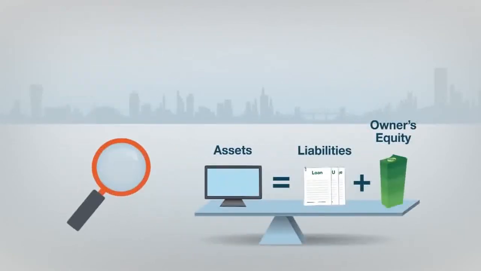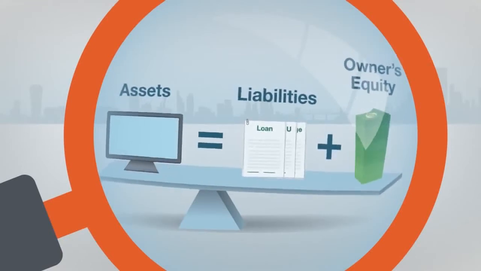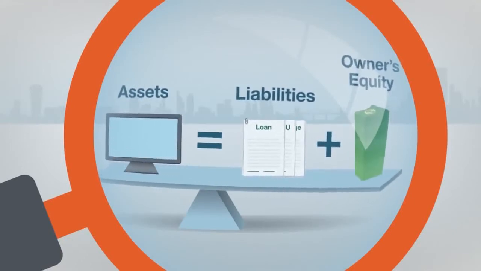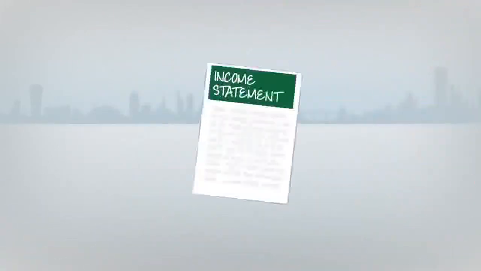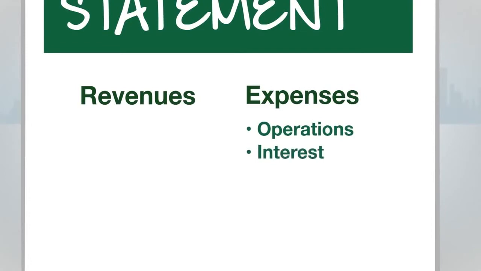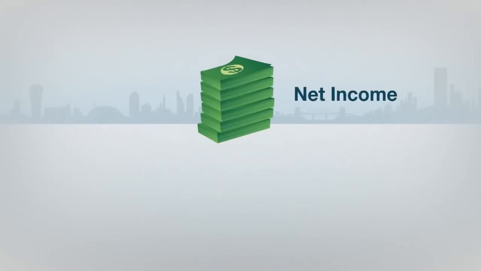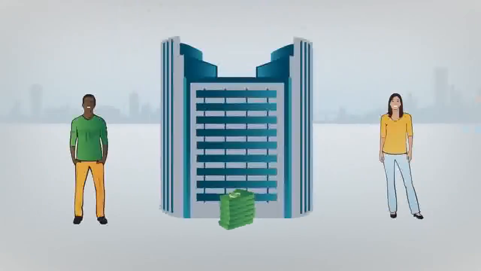The balance sheet helps you see how a company raises money for its assets and can help you determine if the company is overextended. However, if you want to know how the company earns money, you'd look at its income statement. An income statement shows a company's revenues and expenses. These are the costs associated with running the business, including operations, interest paid on loans, and taxes. When you take revenues and subtract expenses, you get net income. Net income is the earnings of a company.